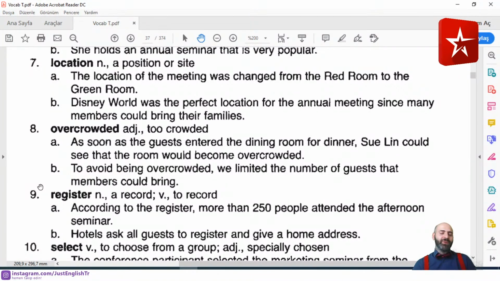Number 9, we have register as a noun. Register can be a verb and it can be a noun. Spelling is the same, guys. So here we will focus on the noun version. It means a record of something. And as a verb, it also means to record something or also to join something. But I will explain the difference between register, join, and attend. Turkish students sometimes make mistakes with these verbs because they don't understand the difference.